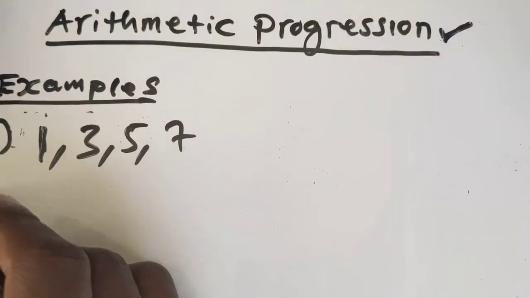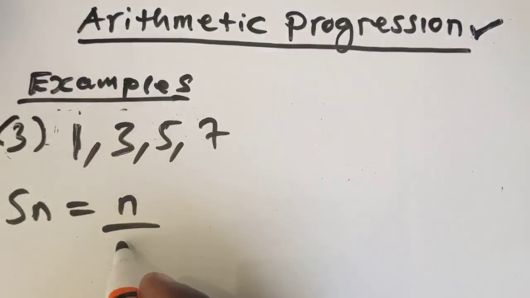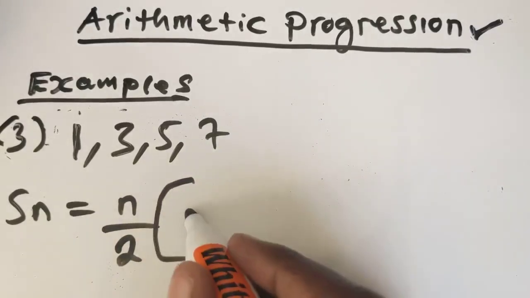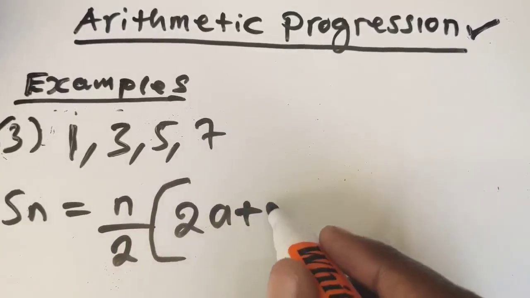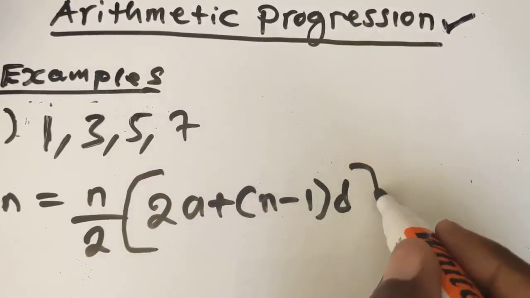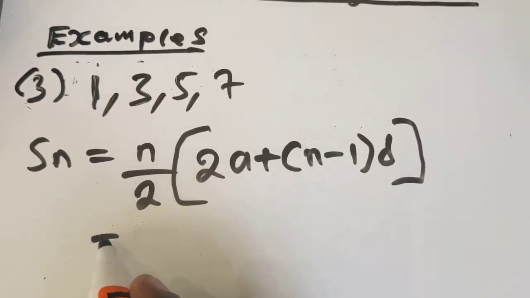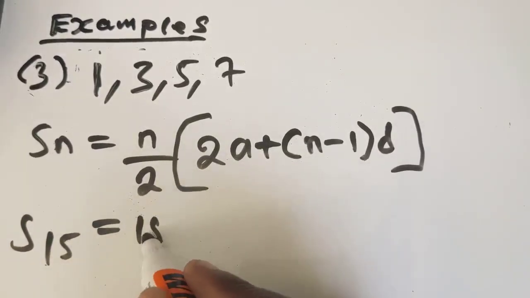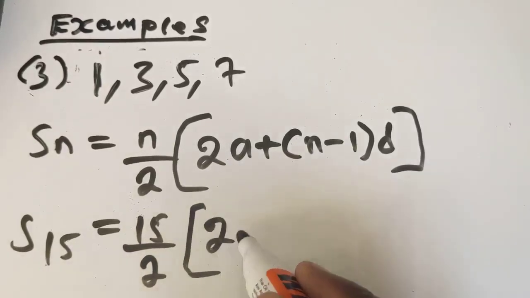So you know that the sum formula is Sn equals n over 2, open bracket, 2a plus, open bracket, n minus 1, then d, close the bracket. What is n? We said it is the 15th term. So just put 15 divided by 2.